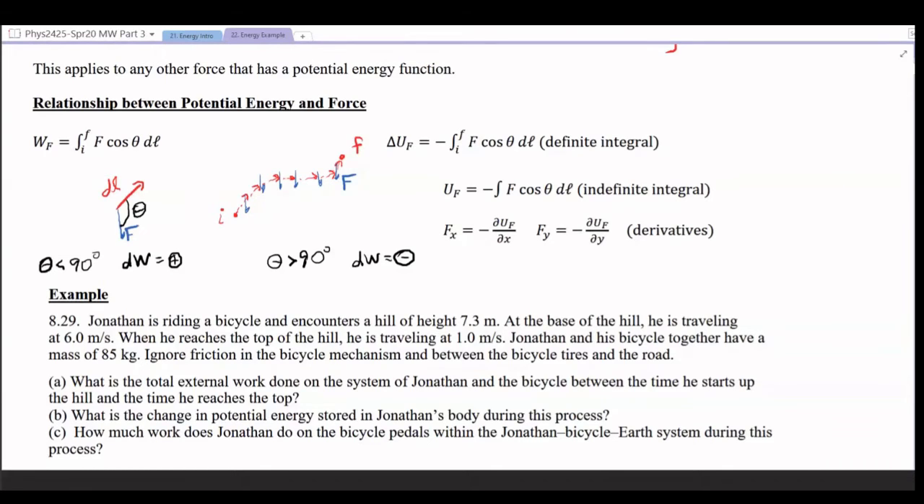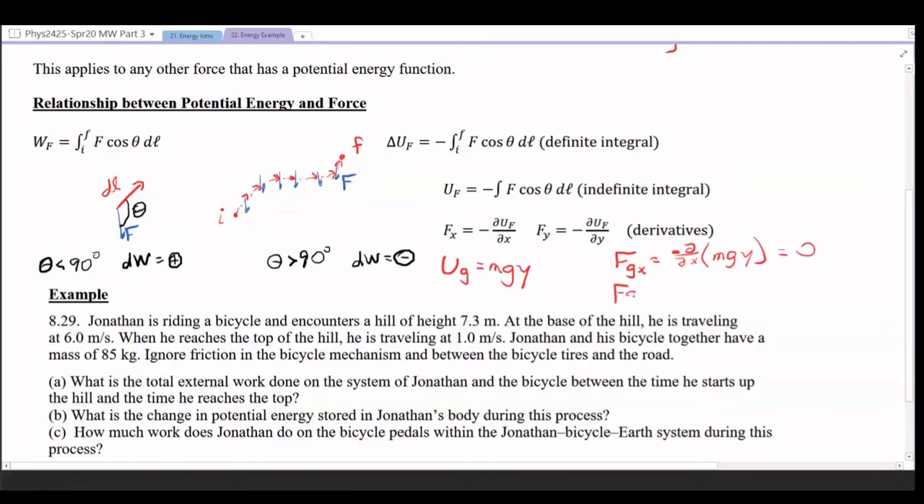So that means if U sub g is equal to mgy, then F_gx is negative partial U by partial x. And a partial derivative like this is very similar to a regular derivative, but with a partial by partial x, we assume y is constant. So m is constant, g is constant, y is constant. That means this comes out to be 0.